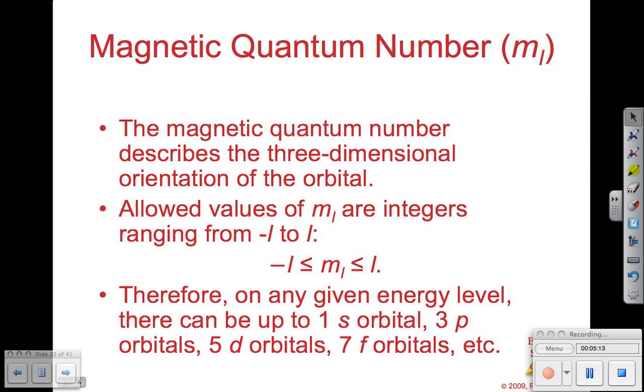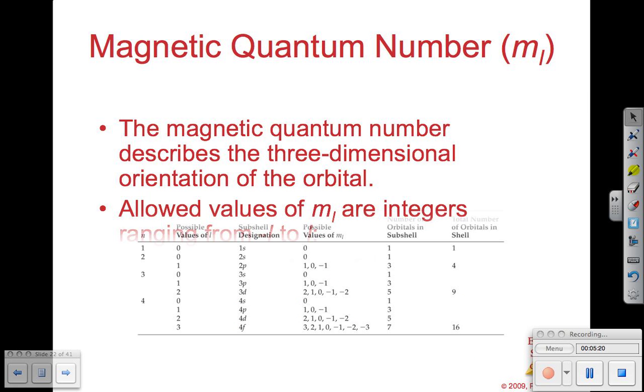Therefore, on any given energy level, there can be up to 1 s orbital, 3 p orbitals, 5 d orbitals, and 7 f orbitals.